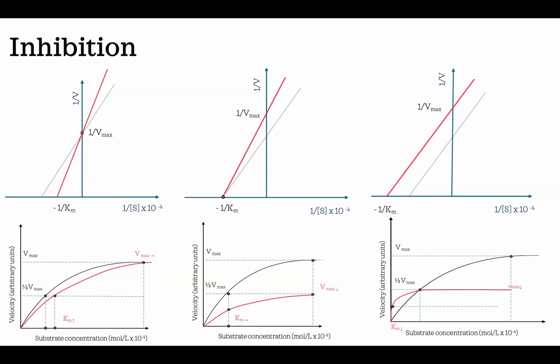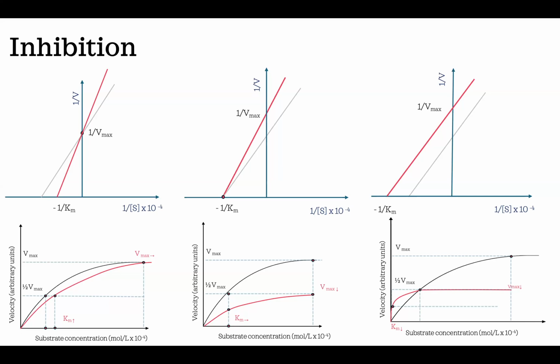And you can see the Lineweaver-Burk plot on the top, where you can see that minus 1 over Km becomes less negative, and that's why the x-intercept is shifted to the right, whereas the y-intercept stays the same.